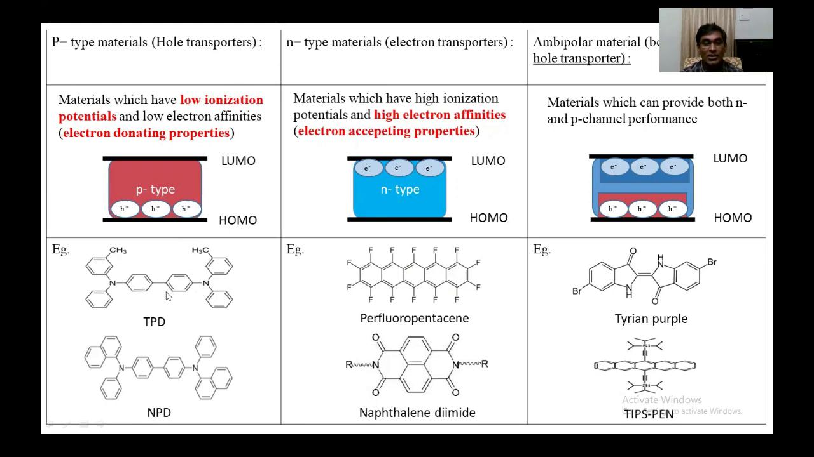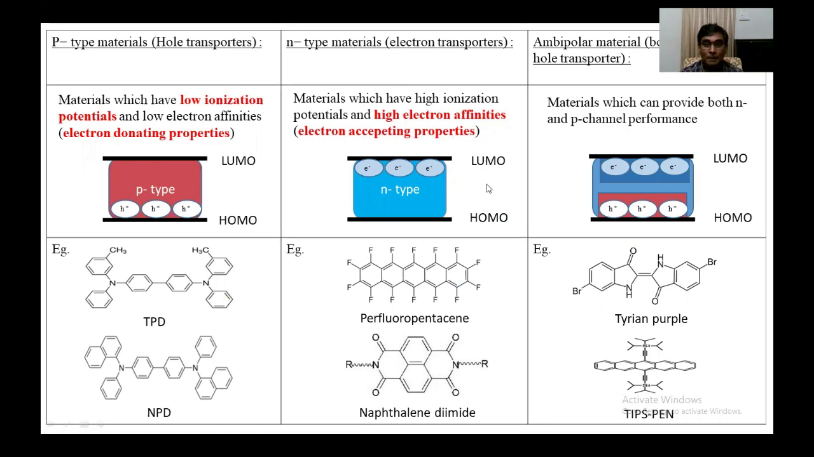N-type materials are also called electron transporters, having high ionization potentials and high electron affinity. This means they have electron accepting properties. The examples are perfluoropentacene and naphthalene diimides.